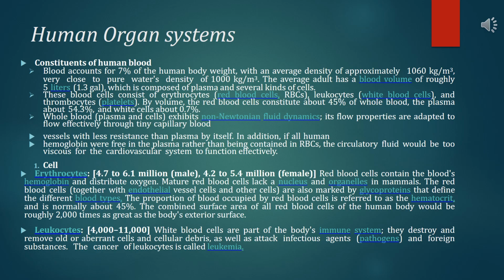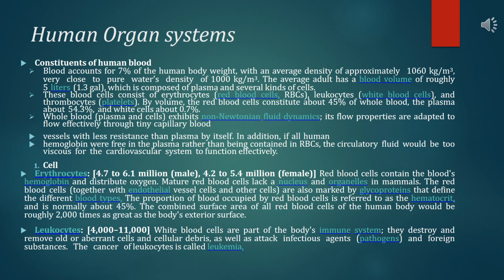By volume, the red blood cells constitute about 45% of whole blood, the plasma about 54.3%, and white cells about 0.7%. Whole blood (plasma and cells) exhibits non-Newtonian fluid dynamics. Its flow properties are adapted to flow effectively through tiny capillary blood vessels with less resistance than plasma by itself. In addition, if all human hemoglobin were free in the plasma rather than being contained in RBCs, the circulatory fluid would be too viscous for the cardiovascular system to function effectively.